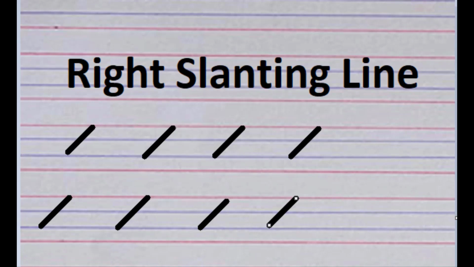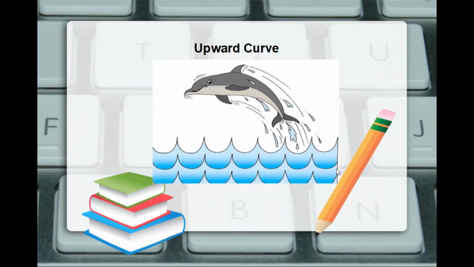Now we have finished all the straight line patterns. Now we are going to learn curves. In that, first one is upward curve. Can you see a picture in this? What is there in this? There is a dolphin and there are some waves. The dolphin is swimming in the sea. Am I right? What is the direction of the waves? Yes, they are in upward curve direction.